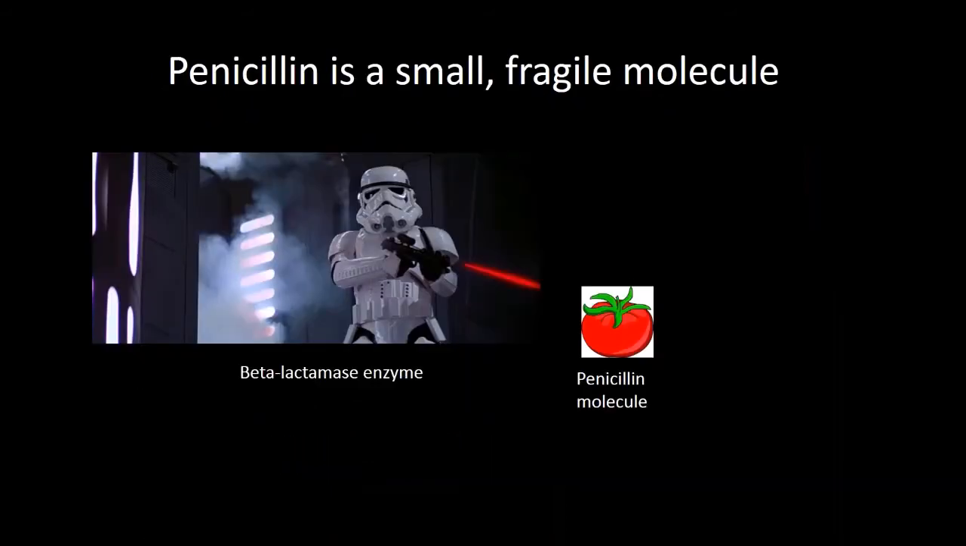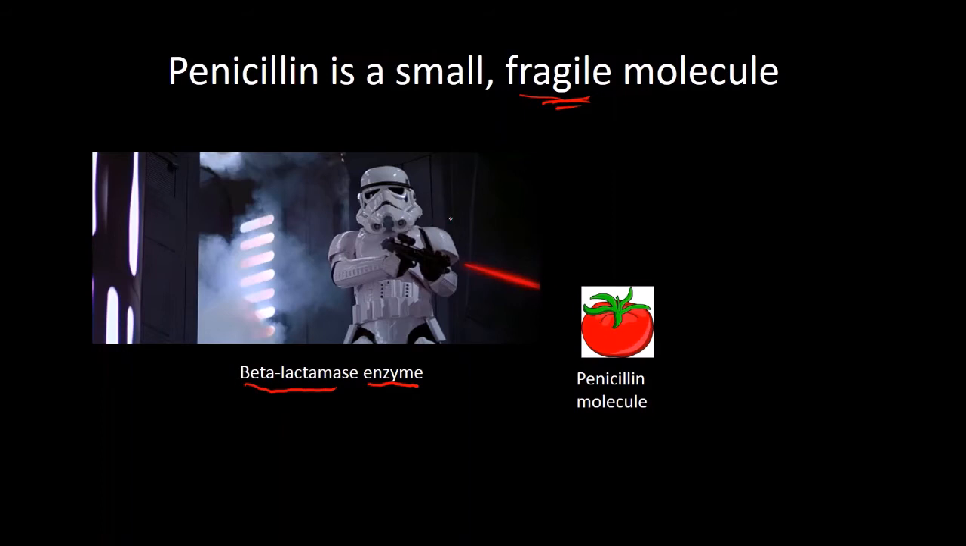Alright, so penicillin is a small molecule. We talked about that before. It's actually quite fragile. If you wanted to destroy it in a test tube, you could easily do that in 15 minutes. Throw some strong base in there, warm it up, and penicillin will be gone. The cell, instead of using chemical means, uses enzymes. So the Stormtrooper here represents a beta lactamase enzyme. It seeks out penicillin molecules specifically. It can destroy them easily.